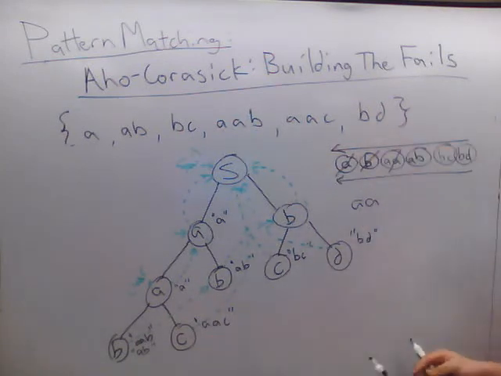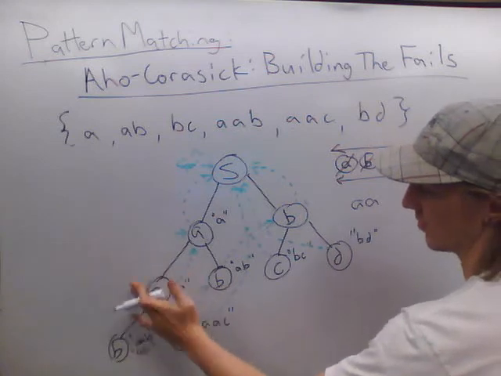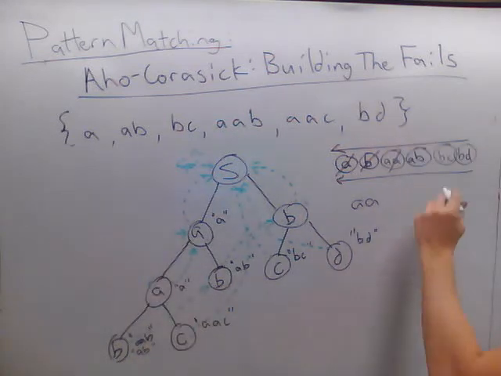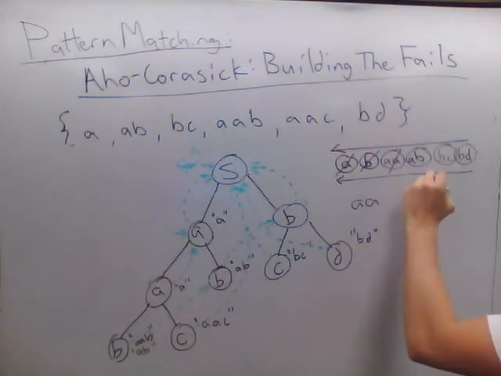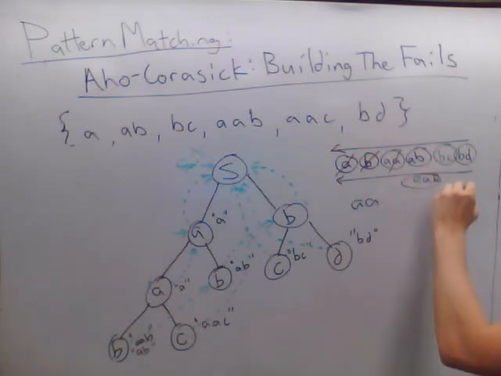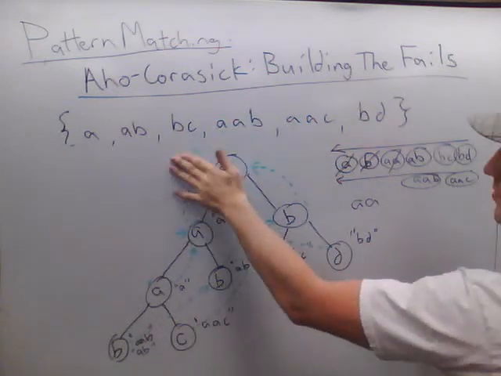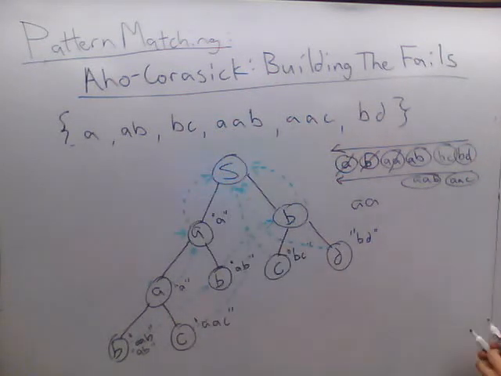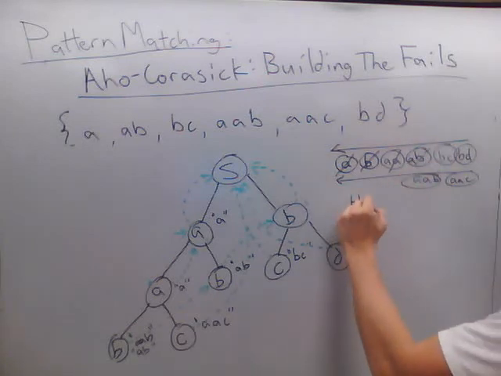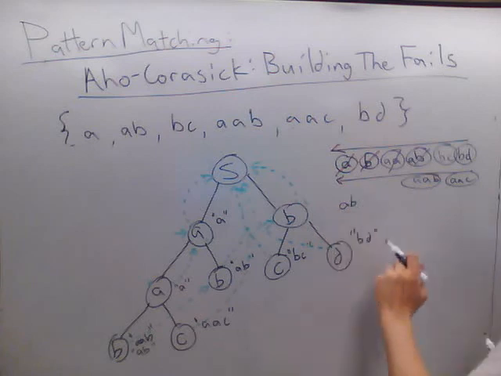Now, since we're done with this current node, we're going to add the children to the queue. So we're going to add AAB and AAC. And we can get rid of this variable. So we're done with AA. So we're going to pop out AB. AB has no children.